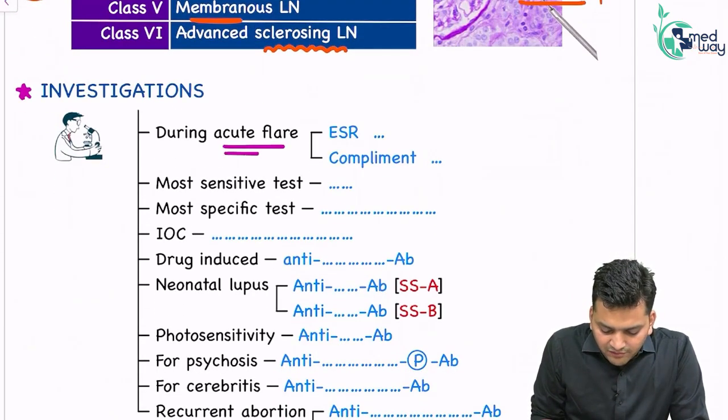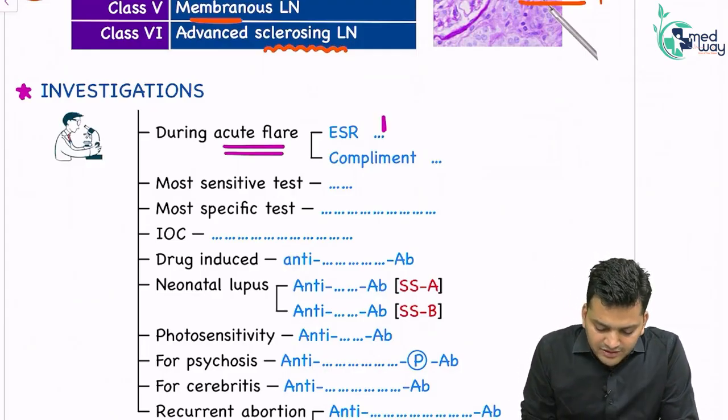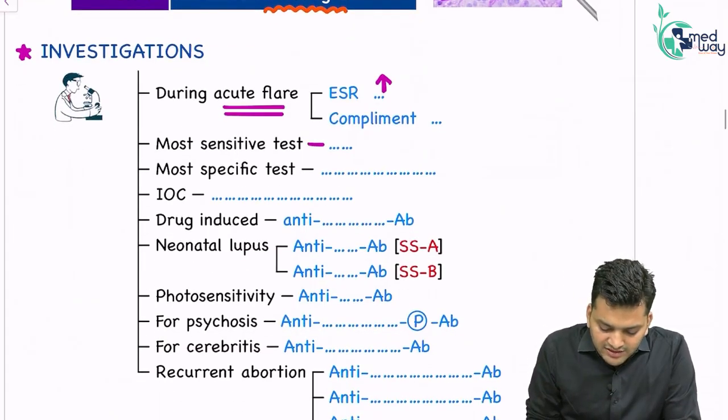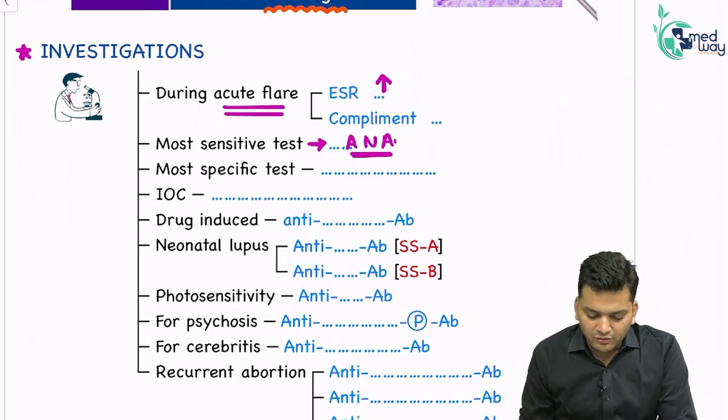When it comes to the investigation in a patient of SLE, if a patient is presenting with an acute flare, the acute inflammatory markers such as ESR and CRP are going to be increased. The most sensitive test is the anti-nuclear antigen, ANA. Against the nuclear antigen, there is going to be antibody formation, that is the ANA, anti-nuclear antibody.